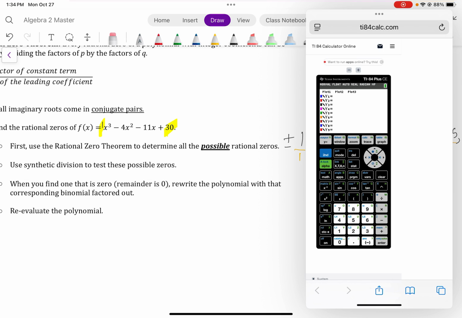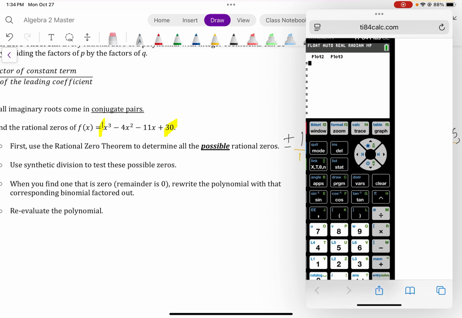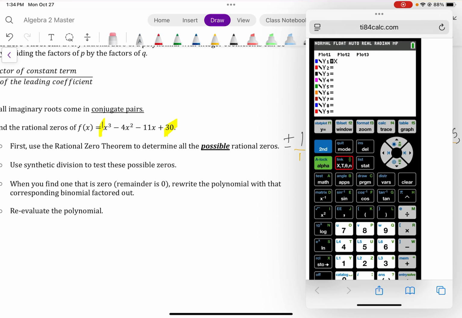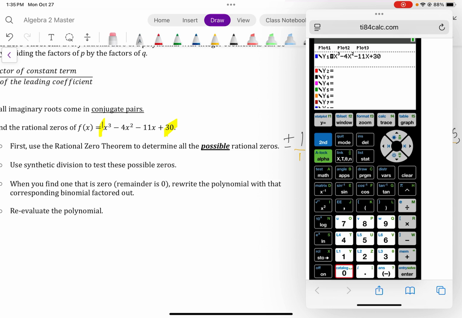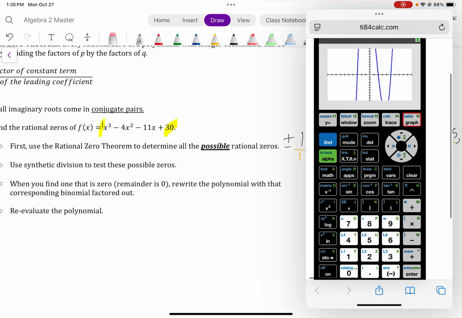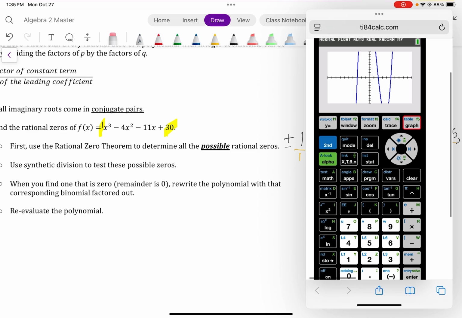x to the third minus 4x squared minus 11x plus 30. Notice that I had to hit an arrow key to get out of the exponent after the x cubed, but that's my function that I have. If I hit graph, I'm going to have this piece right here. I'm looking at where it crosses the x-axis.